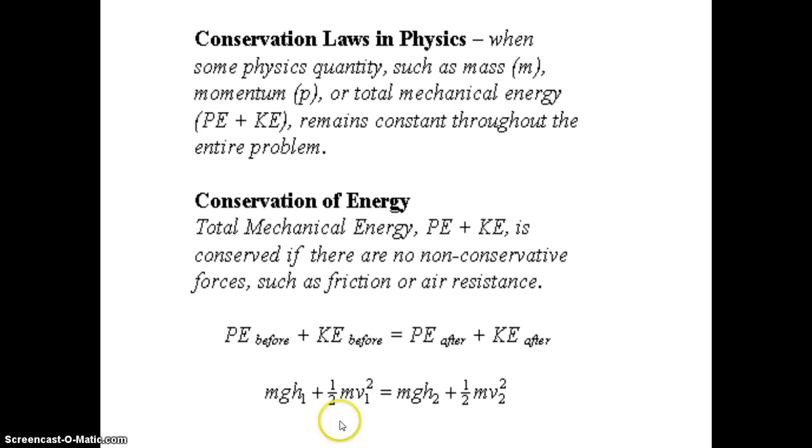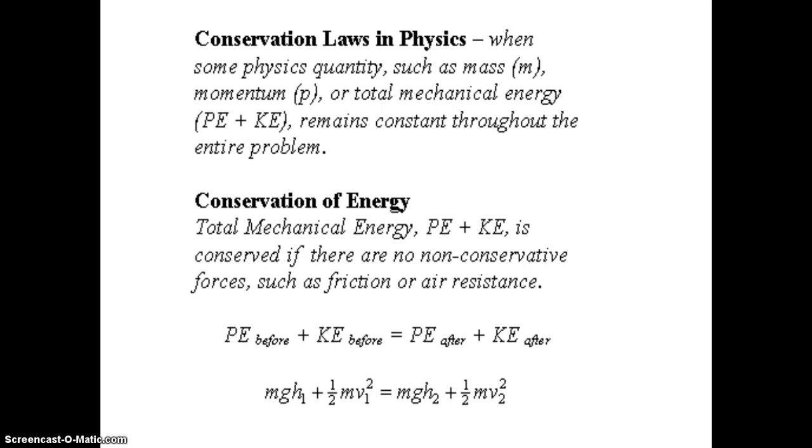So the equation that's here, the potential energy before plus the kinetic energy before equals the potential energy after plus the kinetic energy afterwards, expanded out here. This is the general form of conservation of mechanical energy when non-conservative forces are acting.